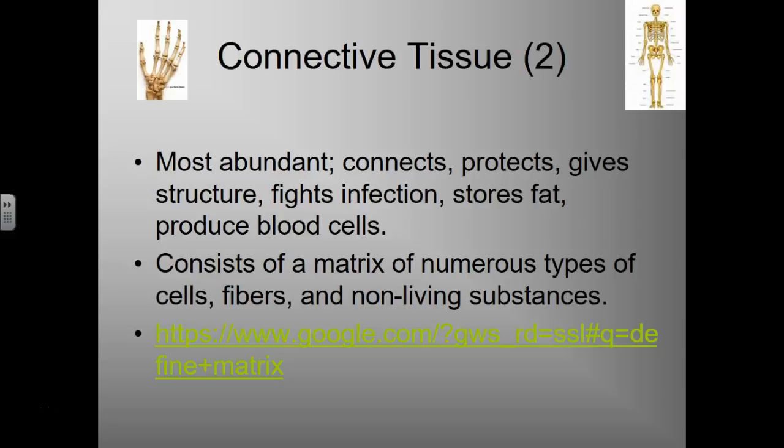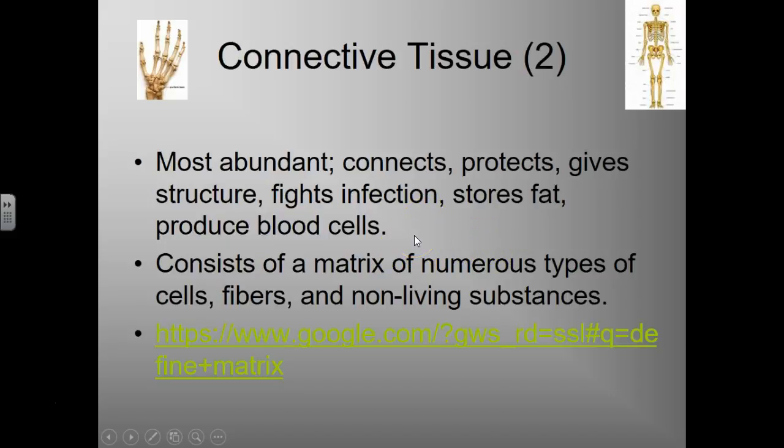There's a lot to say about connective tissue also. It not only connects different tissues, but oftentimes has a protective function. A real big thing it does is give structure. Some of this tissue is involved with the immune system and fighting infection. You have some fat tissue that's technically connective tissue, and you have tissue that produces blood cells.